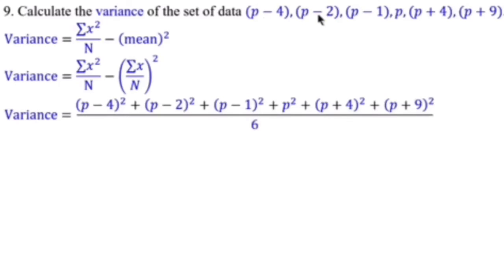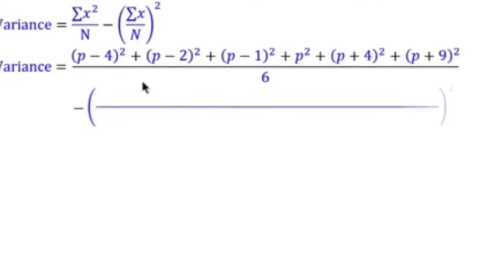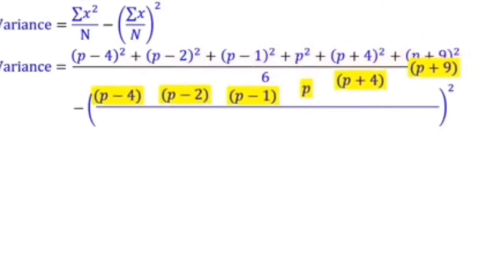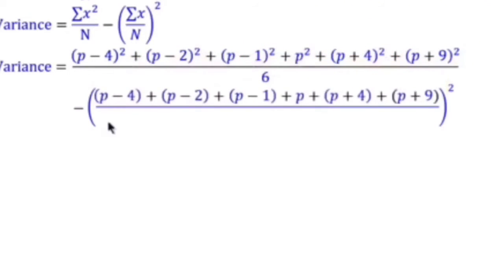So you take each number squared, plus squared, plus, over how many numbers do you count? 1, 2, 3, 4, 5, 6 numbers. Over 6. Minus, we have to sum up the data. We have 6 data, so you add them one by one carefully. The sum of the data is p minus 4, the first one, plus p minus 2, plus p minus 1, plus p, plus p plus 4, plus p plus 9. Everything you sum up first, then divide by 6, and then put a bracket and square the mean.